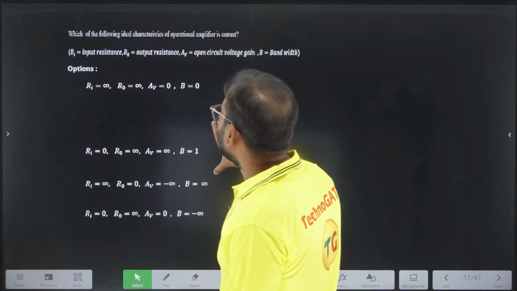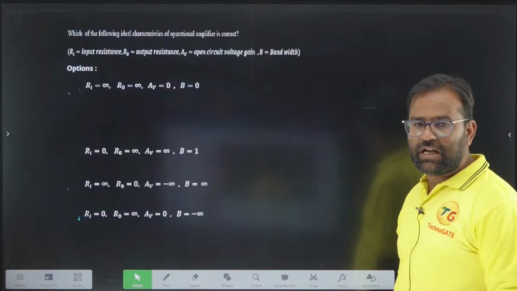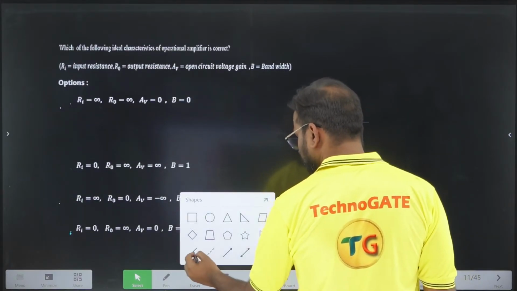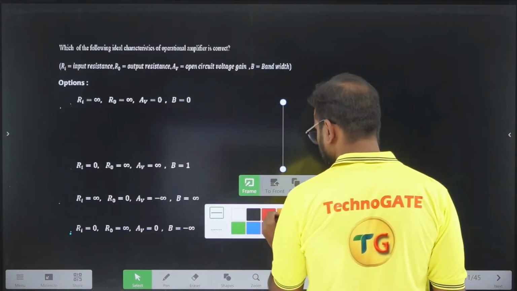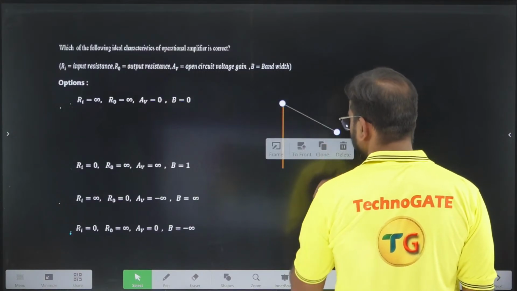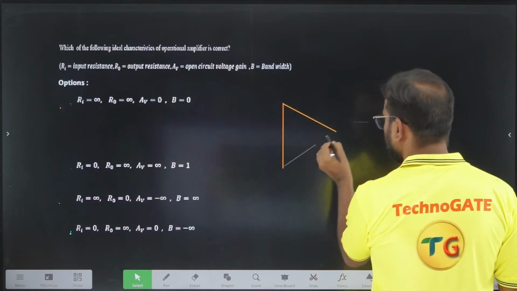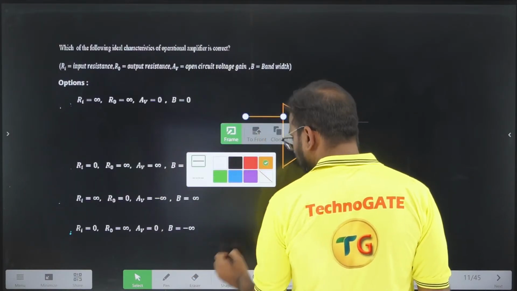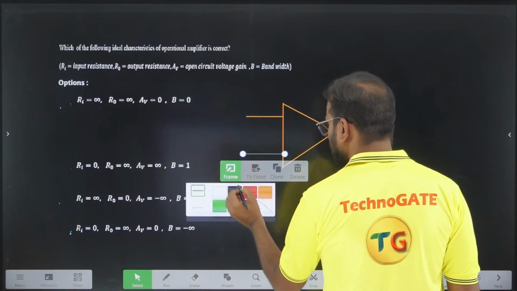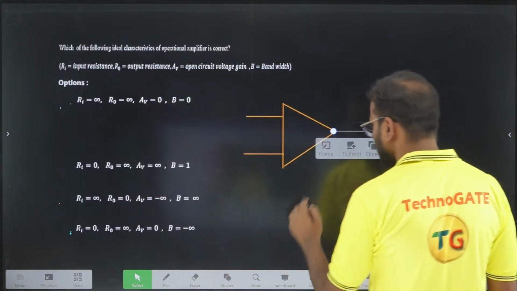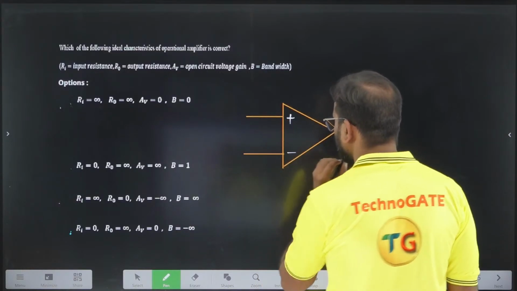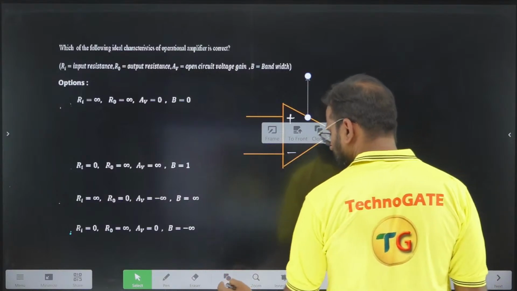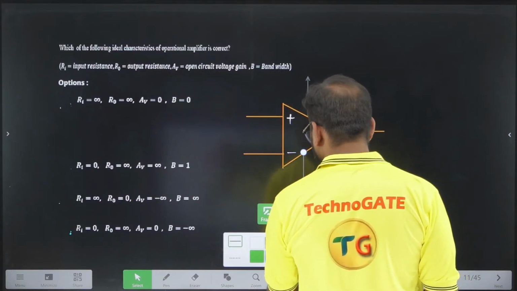What does the next question say? Which of the following is an ideal characteristic of an operational amplifier? So this is my operational amplifier. I am giving you complete information about this operational amplifier, what these terminals are known as. Keep one thing in mind, and these are two outputs. So write here some important points of the ideal operational amplifier. These points are very important to remember.